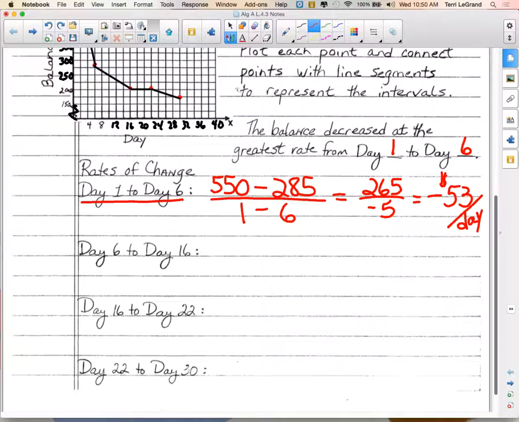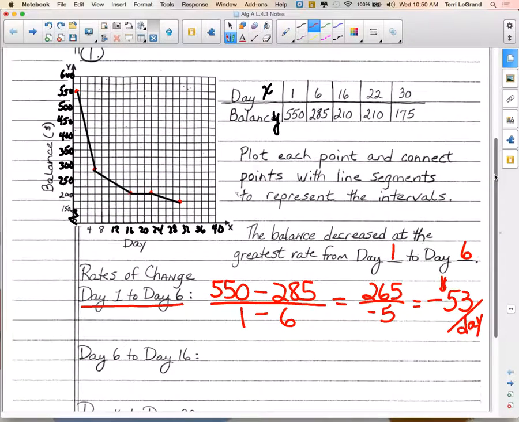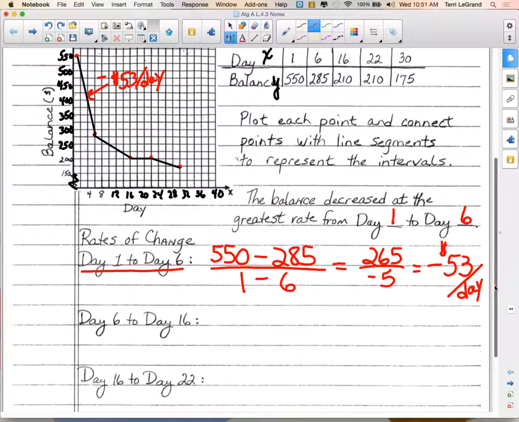Did it maybe actually do that? No, but we're showing what happened over the time interval. So let's go to our graph and let's put that on there. This one is a negative $53 per day. That's a pretty good decrease every day, so maybe we were right. So we're going to identify it on our graph also.